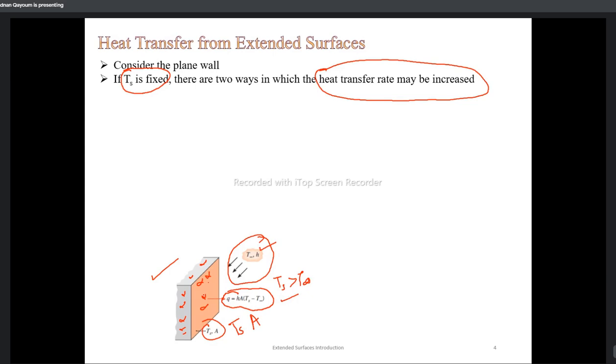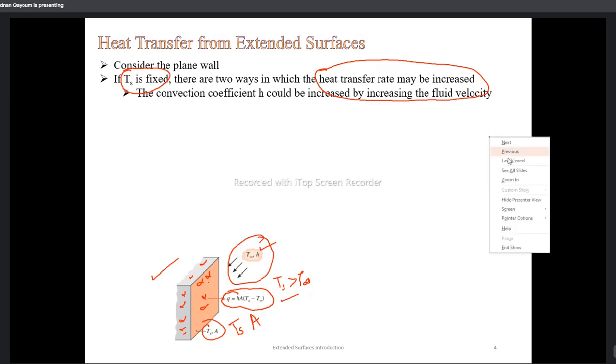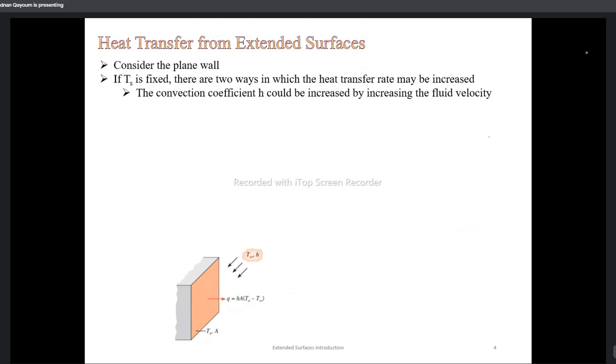So by how many methods can you increase the heat transfer? Now you know that you are having convection, so you can increase heat transfer by increasing h. We'll just try to increase h. I have a question: how can you increase h? You can increase h by increasing fluid velocity. h is a function of so many things. It is a function of velocity, and it is a function of the nature of the fluid.